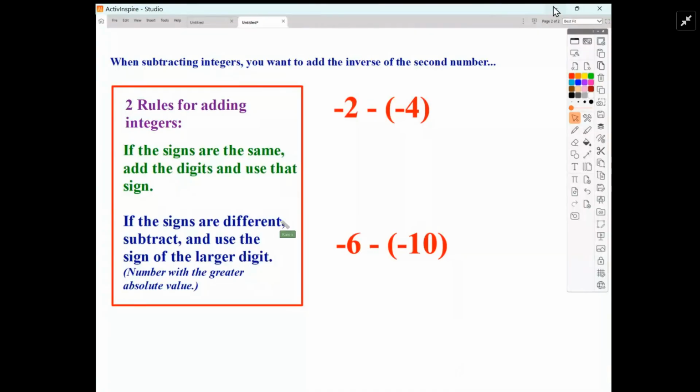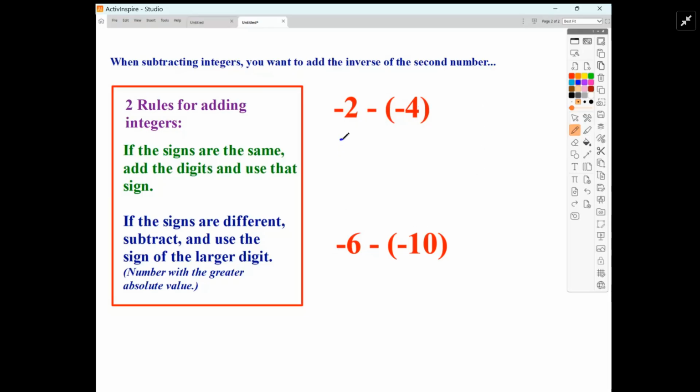Okay, so what you want to do is subtracting with integers. What you really want to do is take the first number and add the inverse, or opposite, of the second number. So really what you're doing is changing this into an addition problem, and then you can use your two simple rules for adding integers.